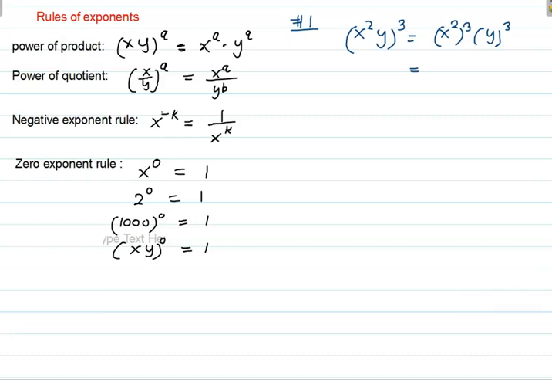For this part, we are going to use the power of a power rule. So these powers get multiplied. 2 times 3 becomes 6. So it's x raised to 6 times y cubed.